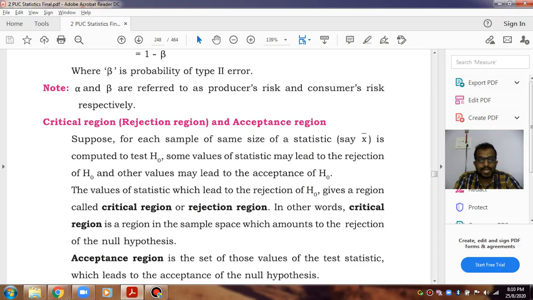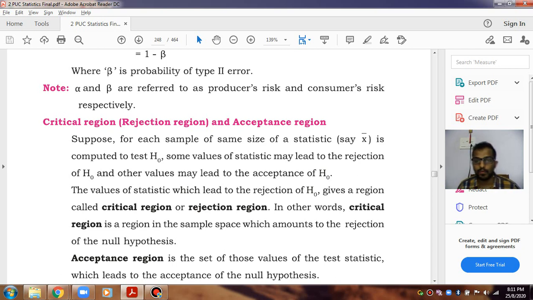Okay, students. So let's begin with the final part, that is critical region, which is called the rejection region and which is called the acceptance region. There are two regions, students, rejection region and acceptance region. Even without knowing the definitions, you can know what this is.